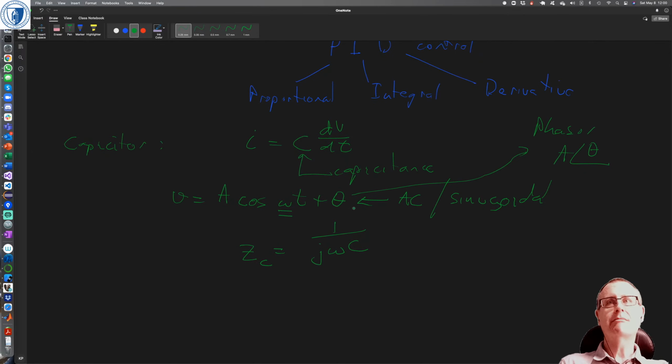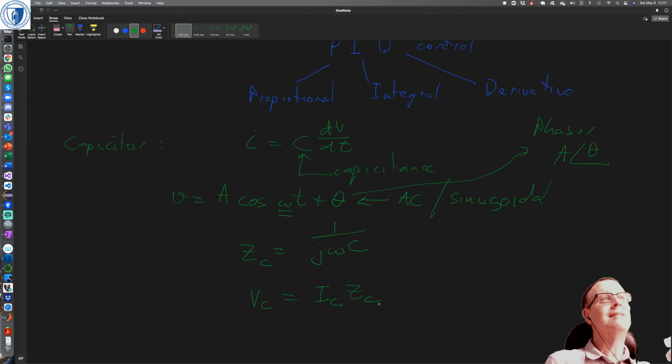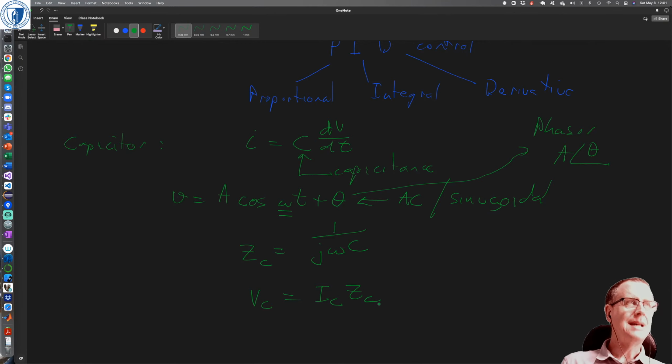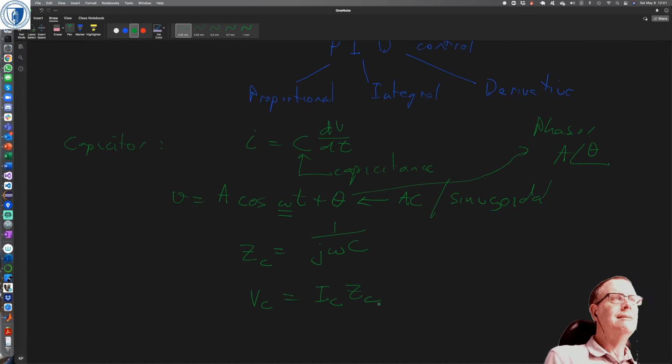And just like with a resistor, VC equals IC times ZC. We have an Ohm's law relationship between the voltage and the current. And again, these are phasors, a phasor voltage and a phasor current. They look like constants, A angle theta looks like a constant, but really it's operating at a frequency of omega.